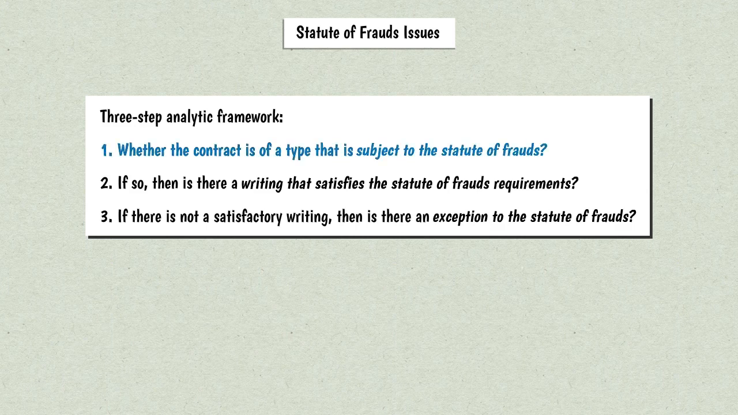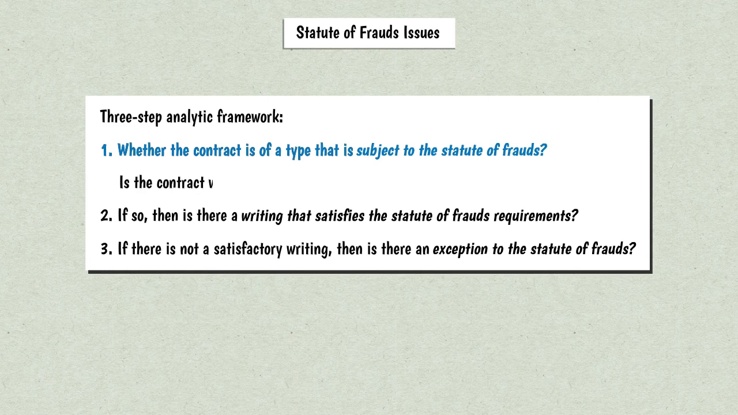The first step in the three-step analytic framework that courts use to analyze a Statute of Frauds issue is whether the contract is a type that is subject to the Statute of Frauds. Another way to ask this question is whether the contract is within the Statute of Frauds.